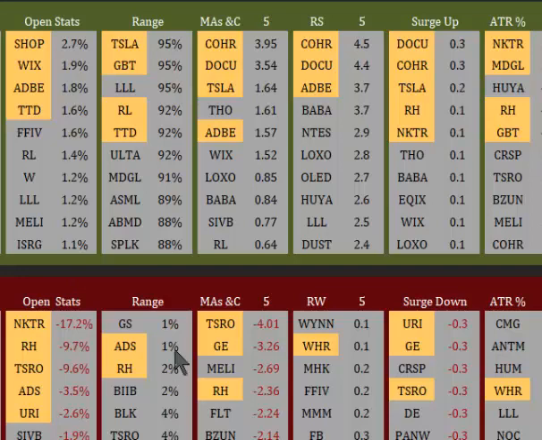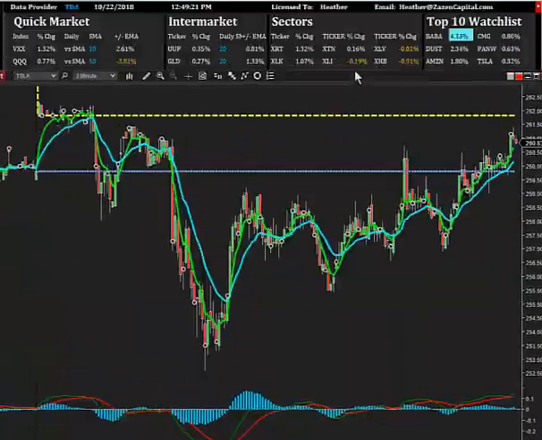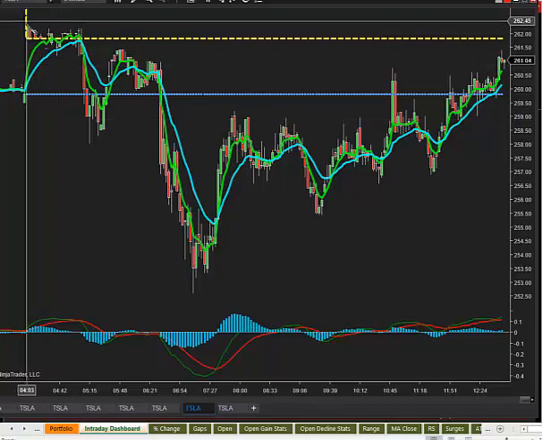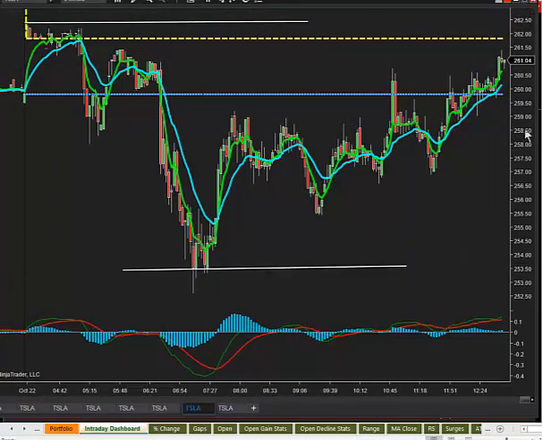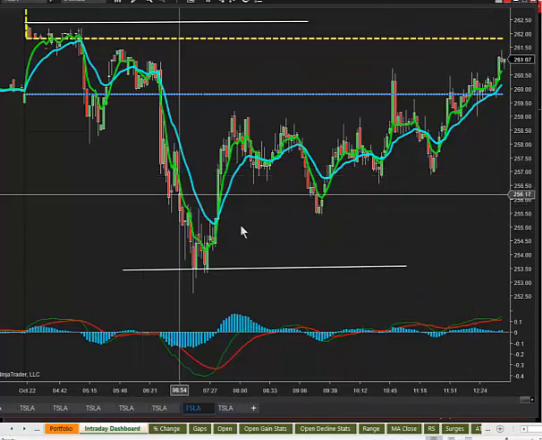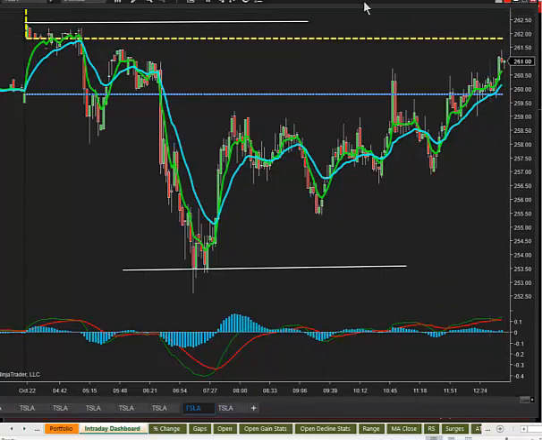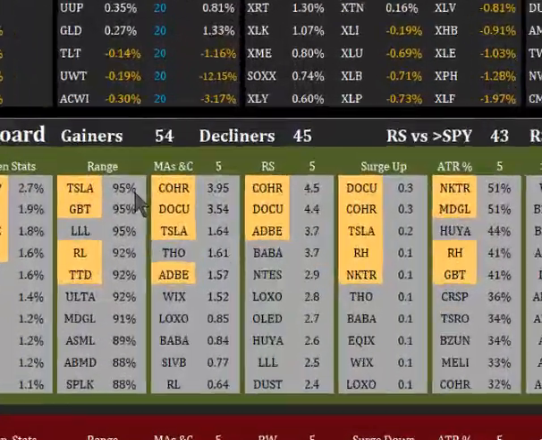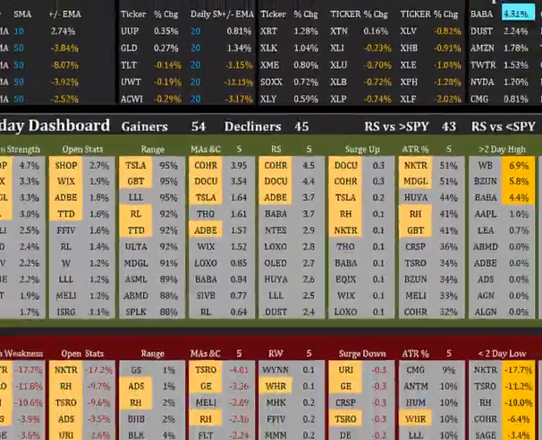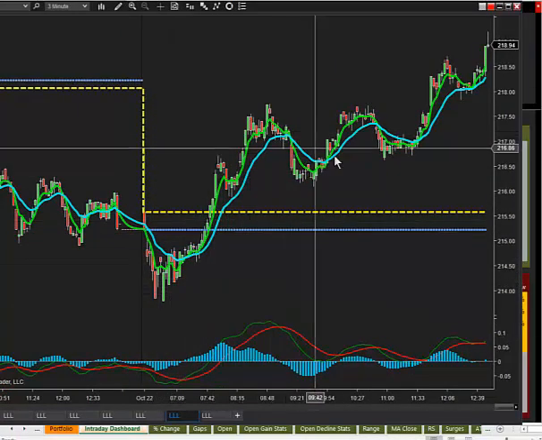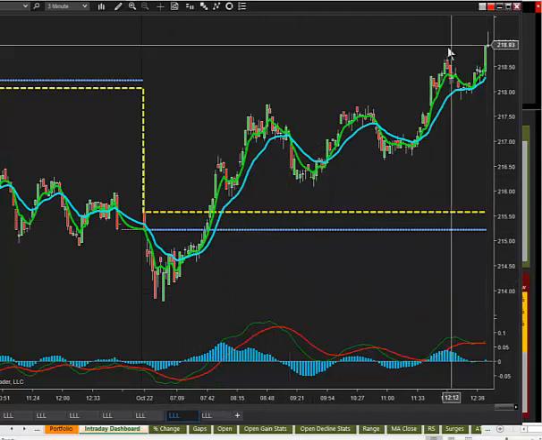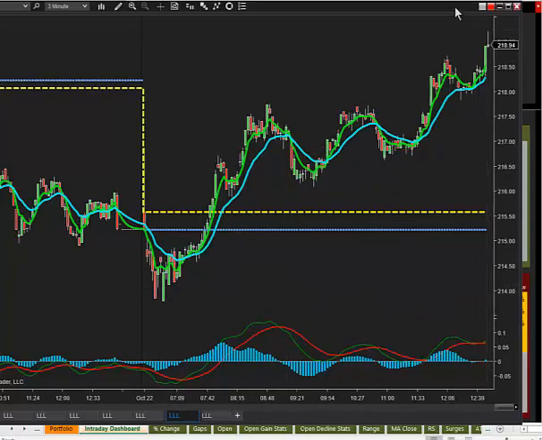The range is the range of the stock during the day, high to low range for the day. It'll tell you where it's at. Now here's Tesla, and here's the range from here to here, pre-market and during market hours, and it's managed to work its way back up near the top of the range, and so you have a 95%. We look at LLL, and this gapped down in the morning, but then went on a tear and basically moved in an uptrend all day long, and it's closed near the top of its range.